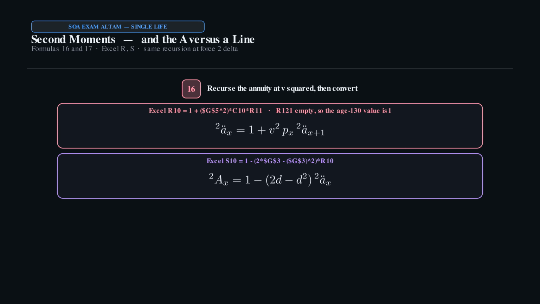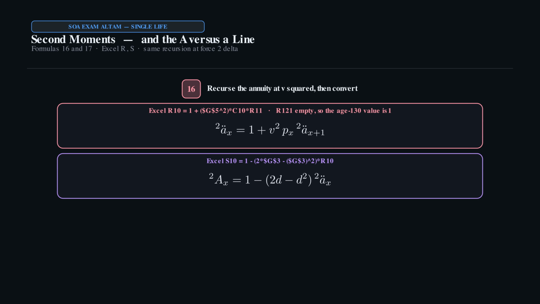Formula 16 copies the annuity recursion at twice the force of interest. V squared times p x times the next second moment annuity plus 1. The tail is the same empty cell, so the H130 second moment annuity is 1. At 20, the Excel R column is 10.6937. Formula 17 is the second moment insurance identity.